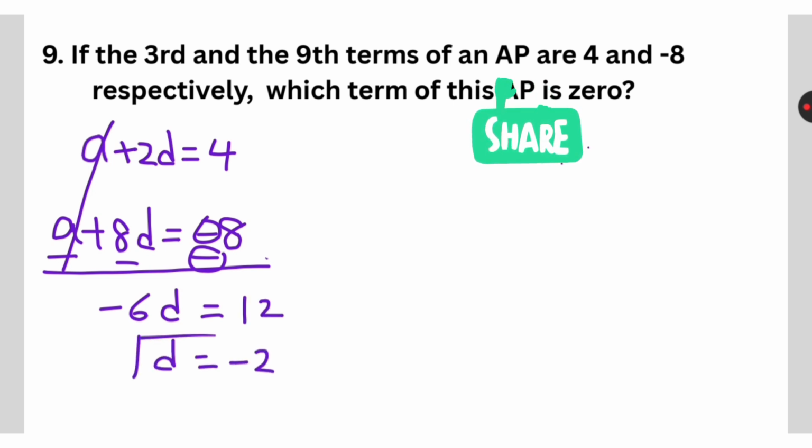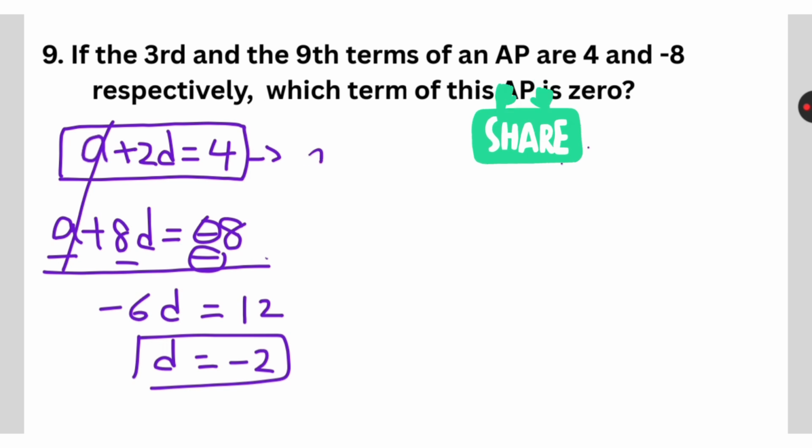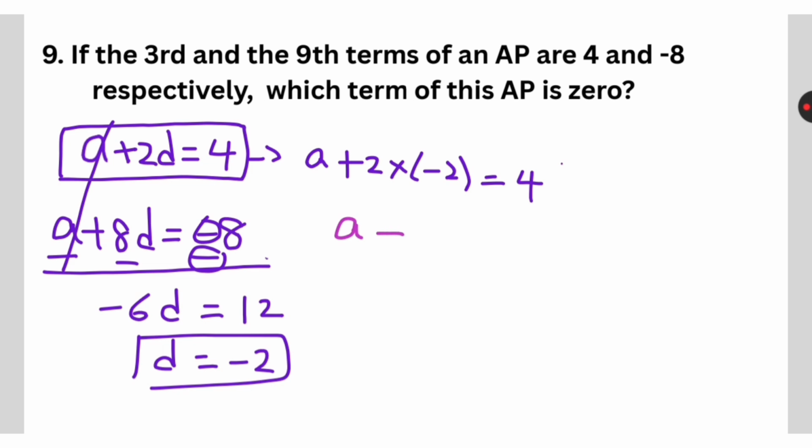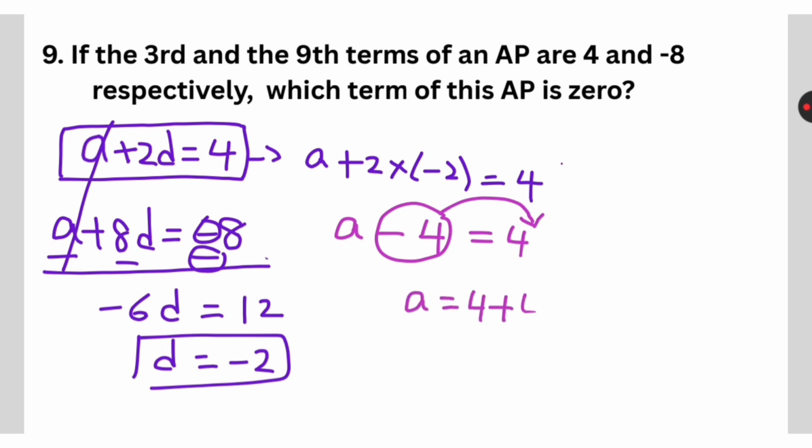So this common difference, substitute in this third term. A plus 2 times, what is D? Minus 2. That is equal to 4. A plus 2 times minus 2 gives minus 4. That is equal to 4. If we send minus 4 to the right hand side, it turns into plus 4. So A equals 4 plus 4, which is 8. So the first term is 8.